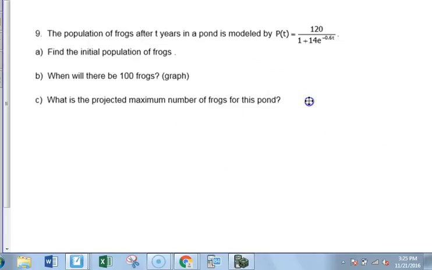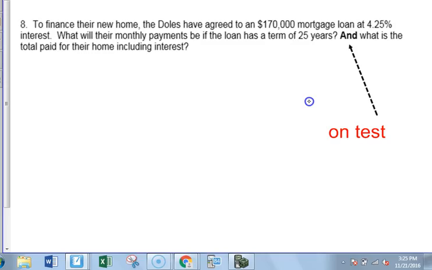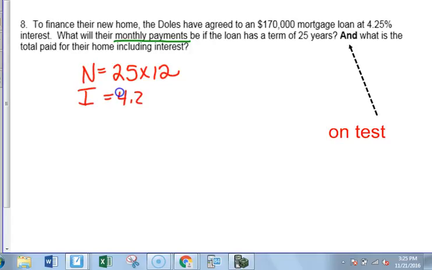I just got it. All right, we have 2 more questions to do. This one is important. Most of you will get what the house payment is, okay? But you also have to tell me what the total paid for the home is. And for some reason, students get so confused. How many payments are they making? 25 times 12. I is 4.25. What is present value?